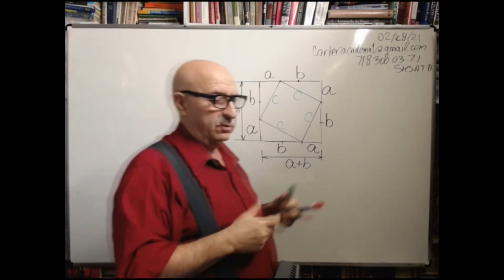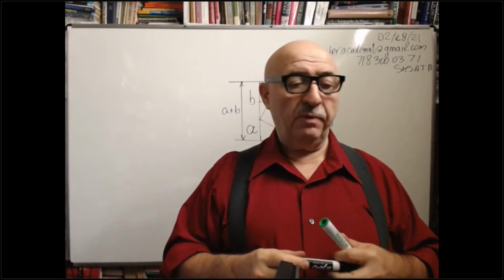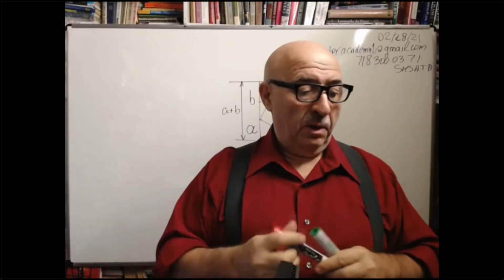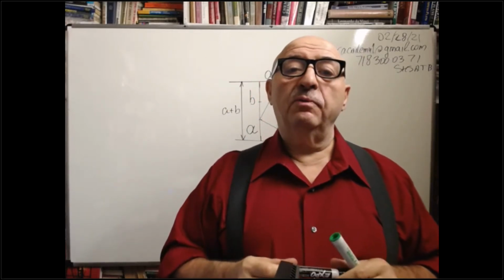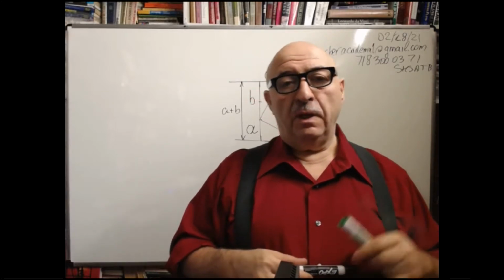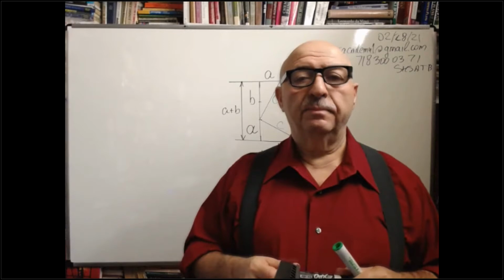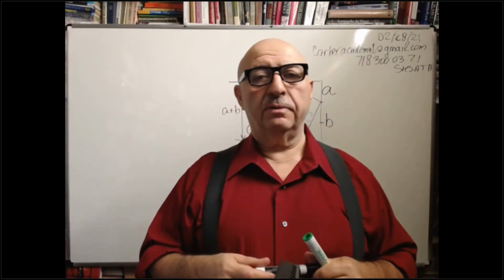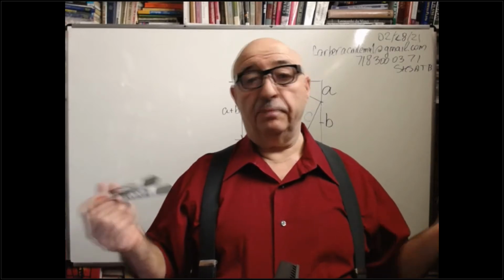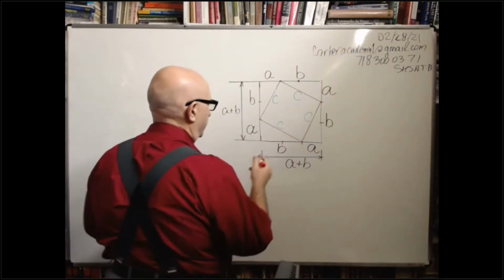Now, based on our topic, area, I can write that the area of a square equals side times side, or side to the second power, right? For instance, if you have a square and the side equals 5, the area would be 5 to the second power, 25. Yes? If I have a square with side 6, the area would be what? 6 to the second power, 36. If I have side a plus b, the area would be a plus b to the second power, right? Yes or no?